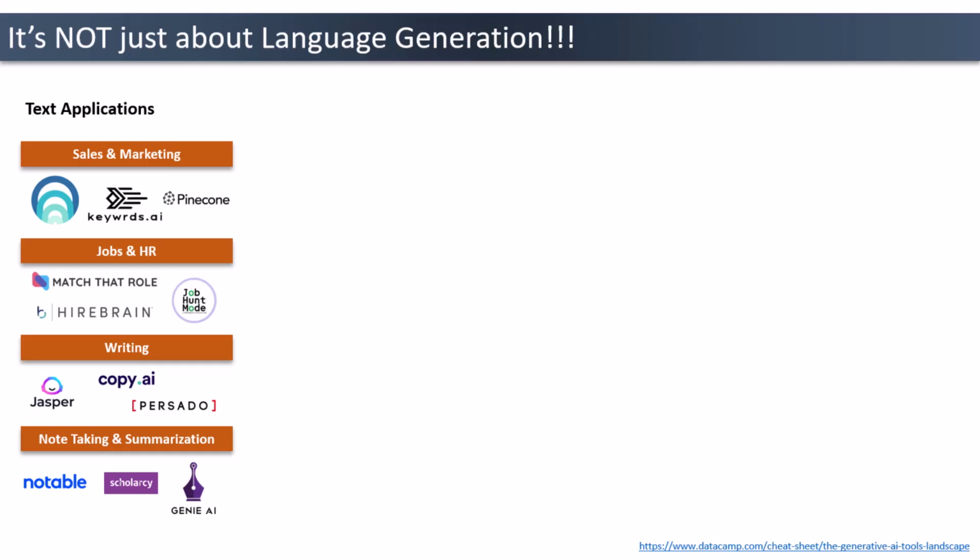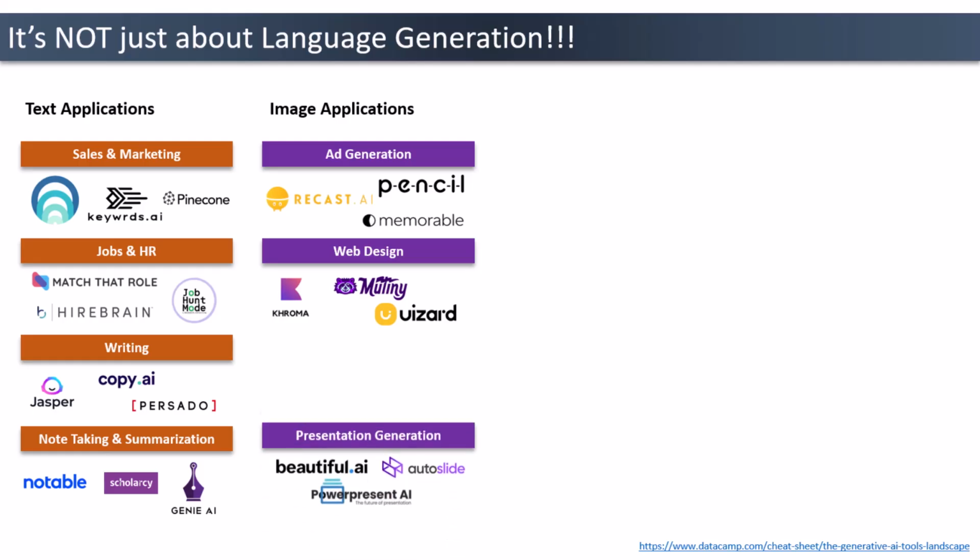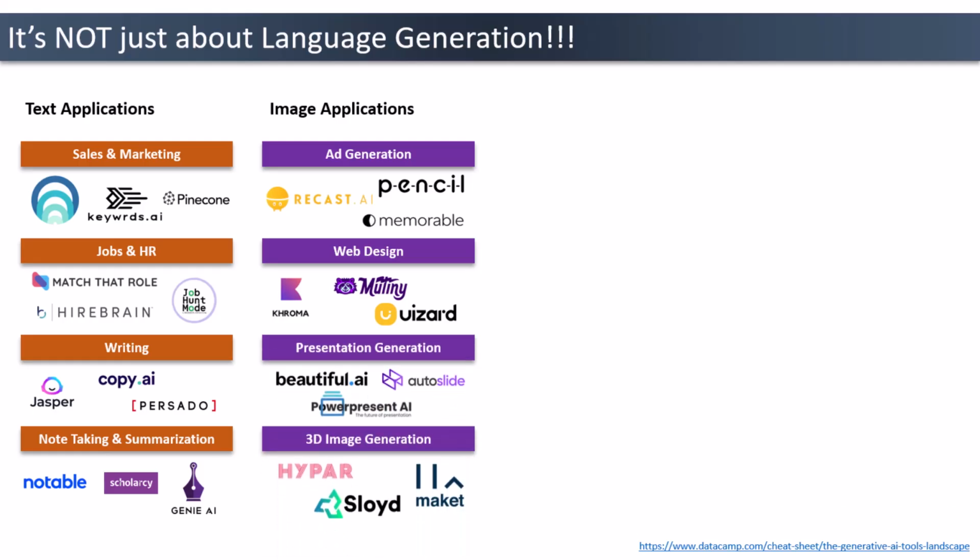Here's the next category, image applications. Now this whole world, again, all of this stuff is very new, but this whole world I find fascinating. So there are generative AI solutions out there that can help people generate ads, that can generate whole websites or website designs, that can generate presentations. That's a very popular one. And it's, again, hit and miss with some of this stuff. There are also generative AI solutions that are starting to be able to build 3D models.